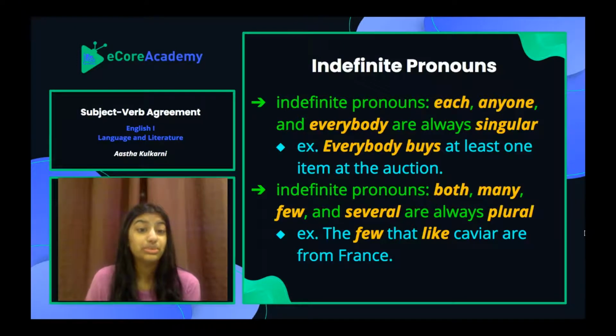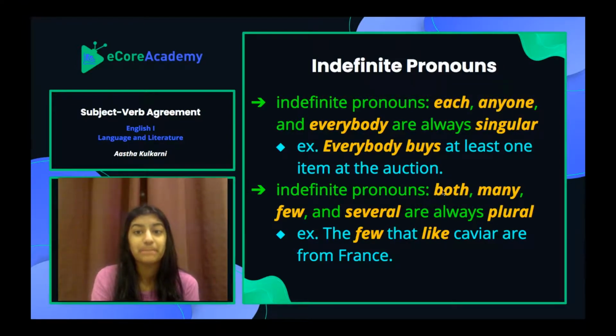Second to last one, we have indefinite pronouns. I'm just going to read off the list so you get a feel of what these are. Each, anyone, and everybody, those are the main ones. They are always singular. No matter what you think, these are always going to be singular. So, "Everybody buys at least one item at the auction." If it's an indefinite pronoun and it's in that list, you're going to use a singular verb for it.